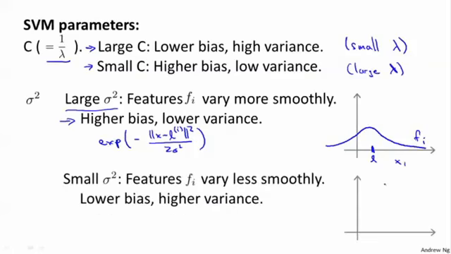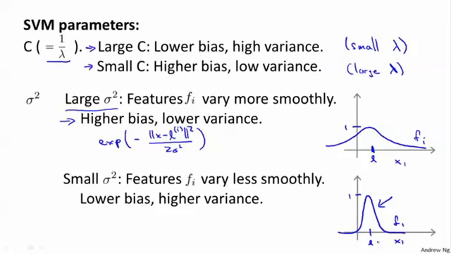Whereas in contrast, if sigma squared was small, then if that's my landmark, and given my one feature x1, my Gaussian kernel, my similarity function, will vary more abruptly. In both cases it peaks at 1. And so if sigma squared is small, then my features vary less smoothly. So I have higher slopes, higher derivatives here, and using this, you end up fitting hypotheses of lower bias, and you can have higher variance. And if you look at this week's programming exercise, you actually get to play around with some of these ideas yourself and see these effects yourself.